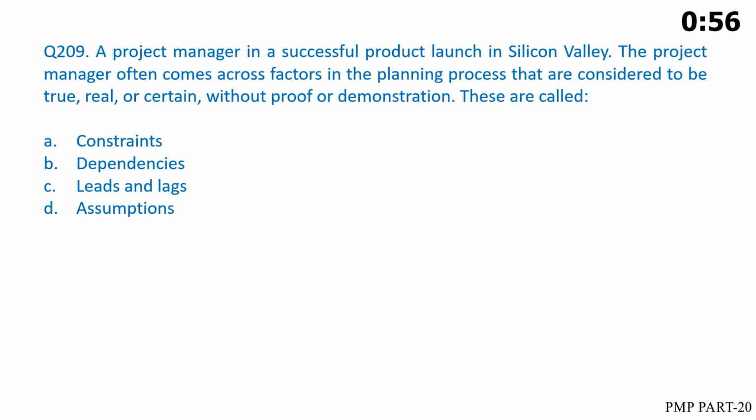A project manager in a successful product launch in Silicon Valley often comes across factors in the planning process that are considered to be true, real, or certain, without proof or demonstration. These are called: A. Constraints. B. Dependencies. C. Leads and lags. D. Assumptions.